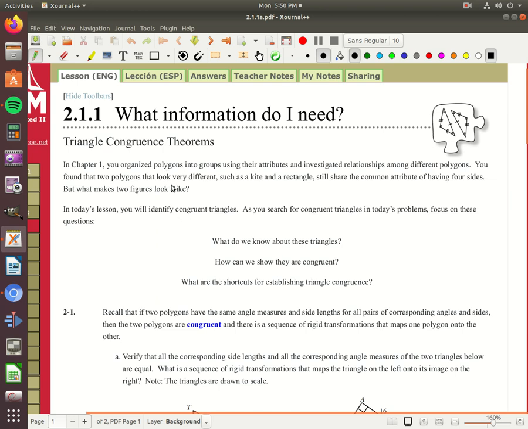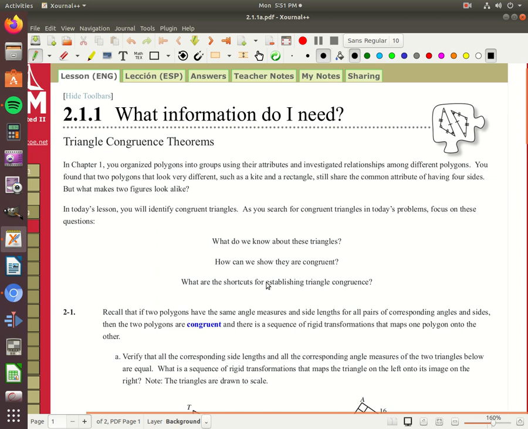So in chapter 1 you organized polygons into groups using their attributes and investigated relationships among different polygons. You found that two polygons that look very different, such as a kite and a rectangle, still share the common attribute of having four sides. But what makes two figures look alike? In today's lesson, you will identify congruent triangles. As you search for congruent triangles in today's problems, focus on these questions.